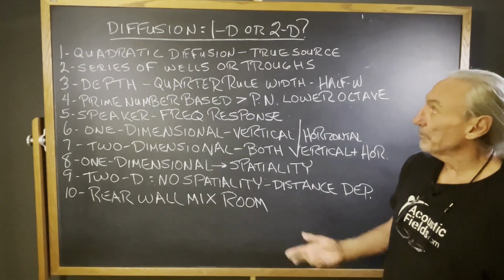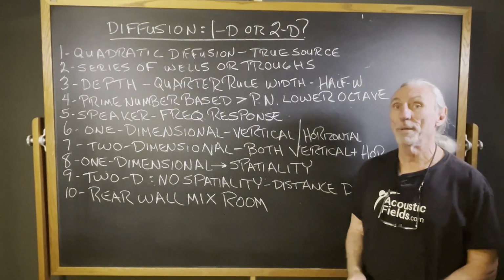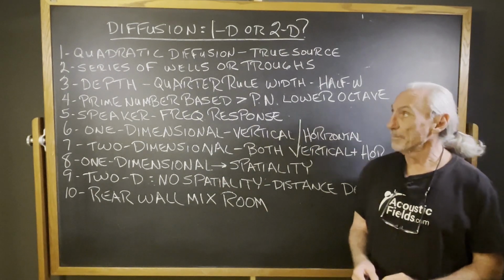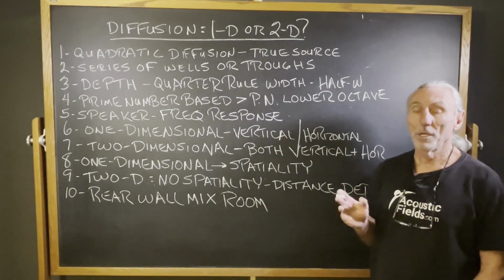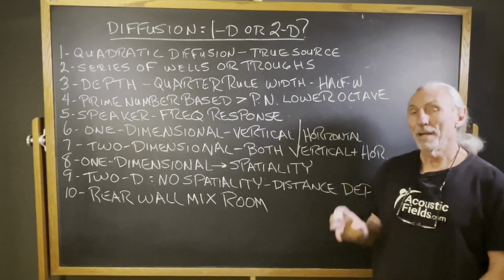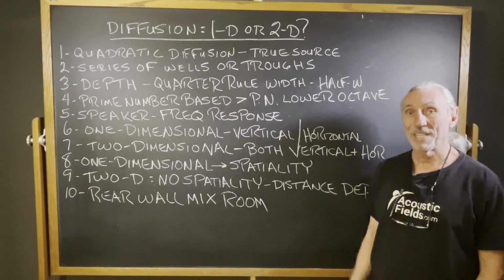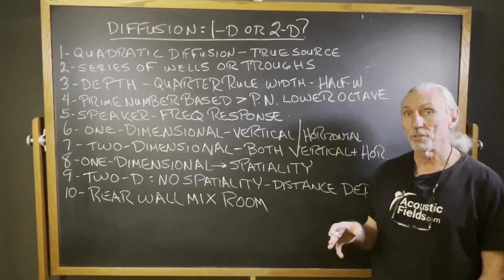Today we're going to talk about diffusion, one-dimensional or two-dimensional, because you've heard those terms many times, I'm sure. Quadratic diffusion, it's the only real true source of diffusion. Everything else in the marketplace is pretty much sound redirection, not true diffusion.